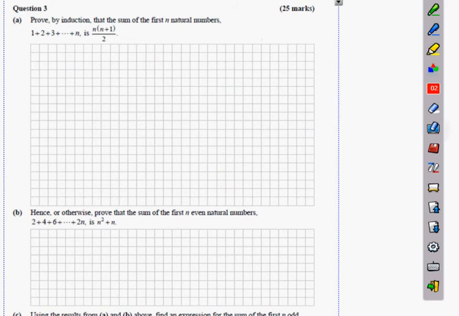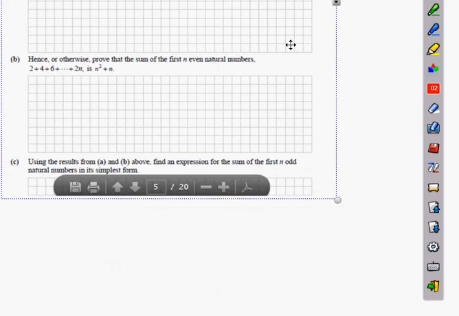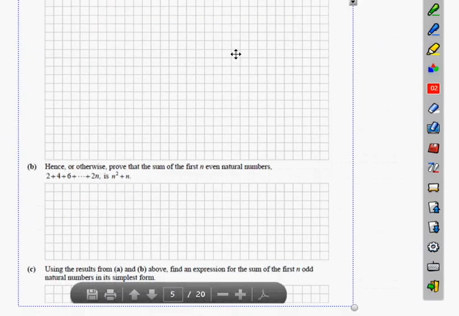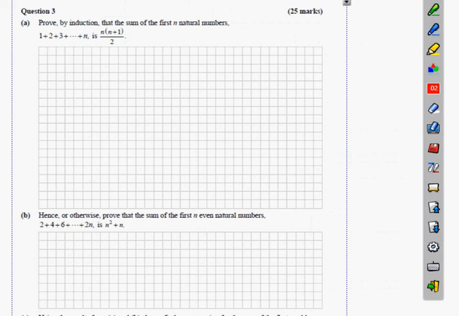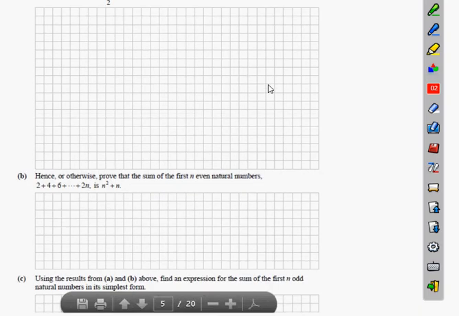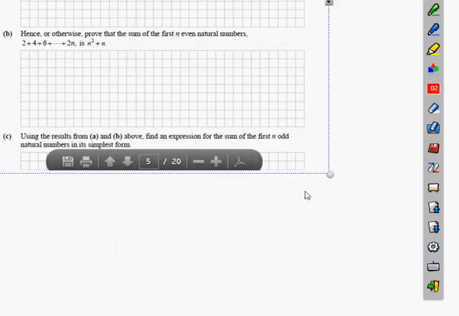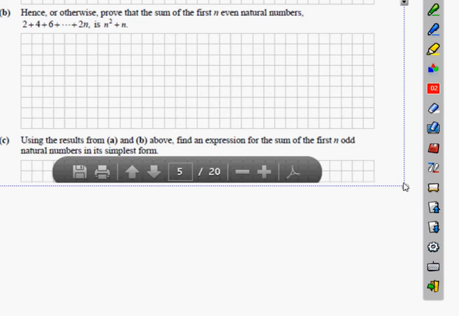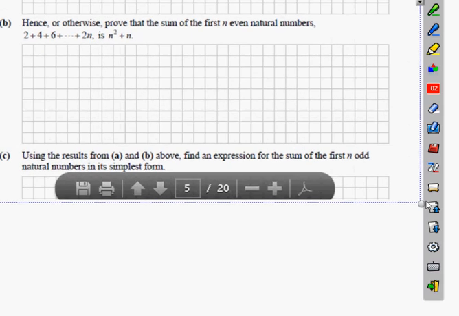Now, that's done. All I'm doing is looking at this one here. Now, this one here, guys, is basically what we're going to be doing with this one. It says hence or otherwise prove the sum of n even natural numbers. Okay, n even natural numbers. So, what page is this on again? 277, okay. Oh yeah, different one to use.